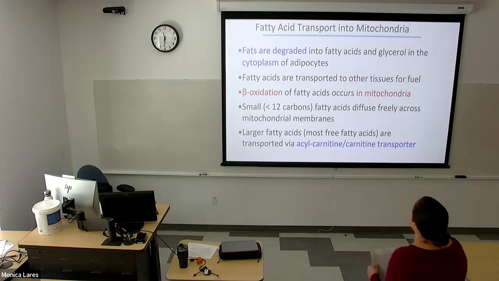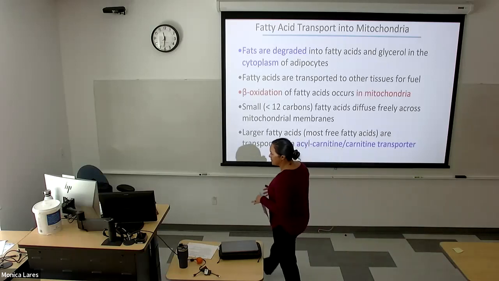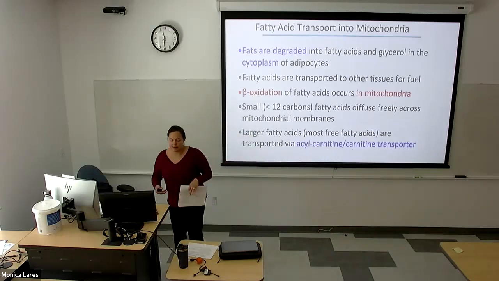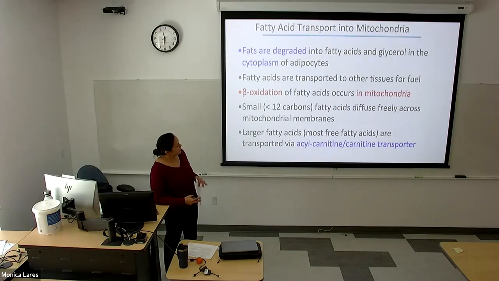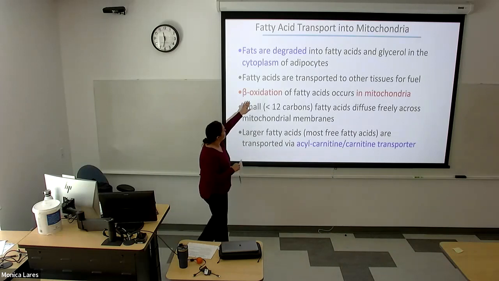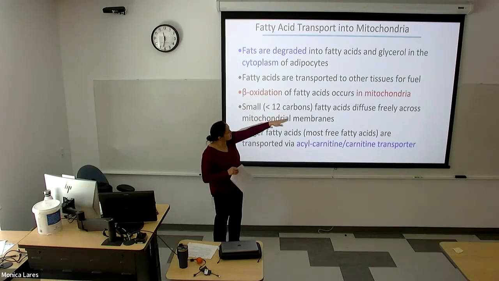So, like I said, we got to get our fats in there because that's where the enzymes are to break down these fats. Okay. So again, our fats are degrading to fatty acids and glycerol in the cytoplasm of the adipocytes. Fatty acids are transported to other tissues for fuel. Beta oxidation of fatty acids occurs in mitochondria.